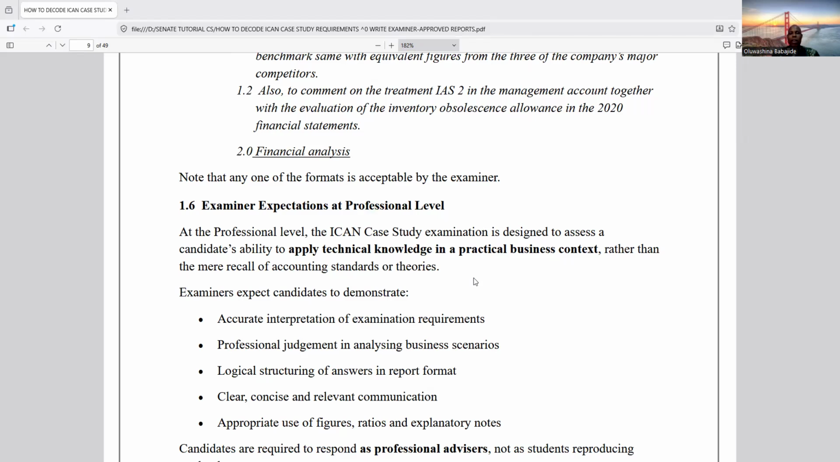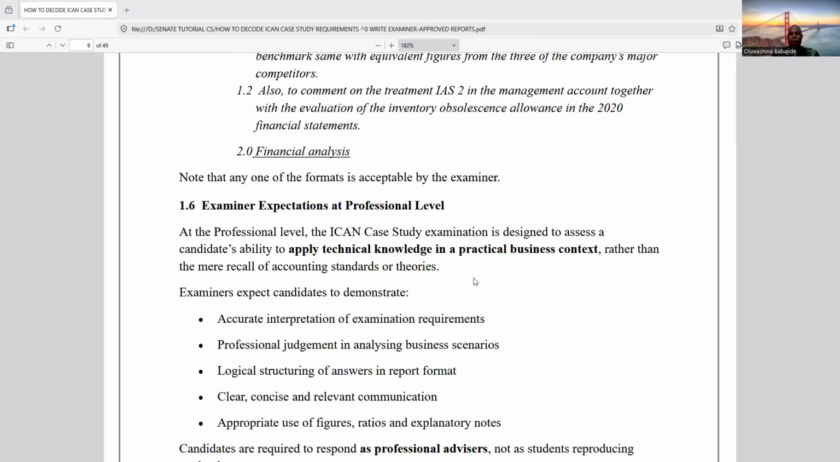That is why, for people who are still working, I used to say it should be easy for them. Why? Because they are always interfacing and dealing with reports in their offices. It is not about mere recall of accounting standards. It's not all about cramming standards. Case study is a practical thing.